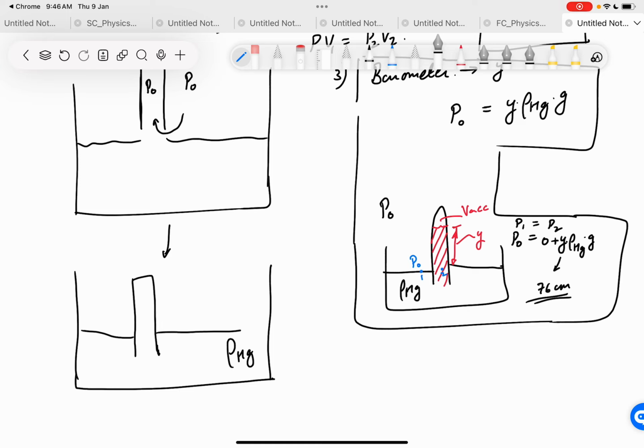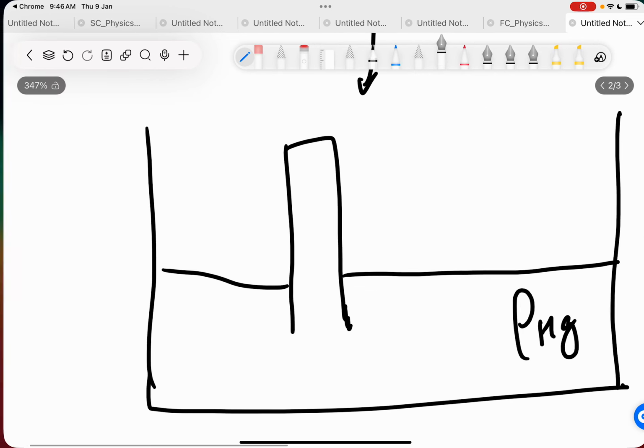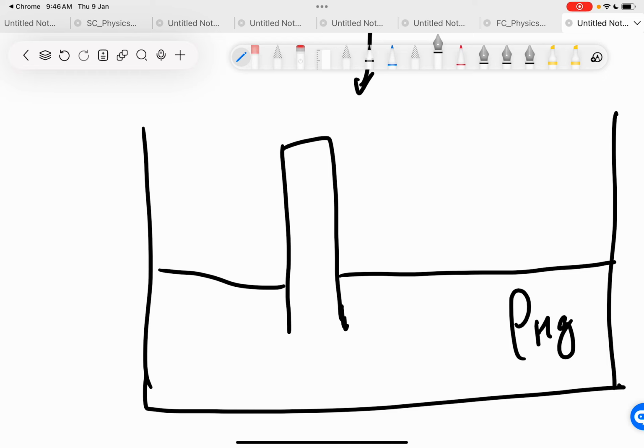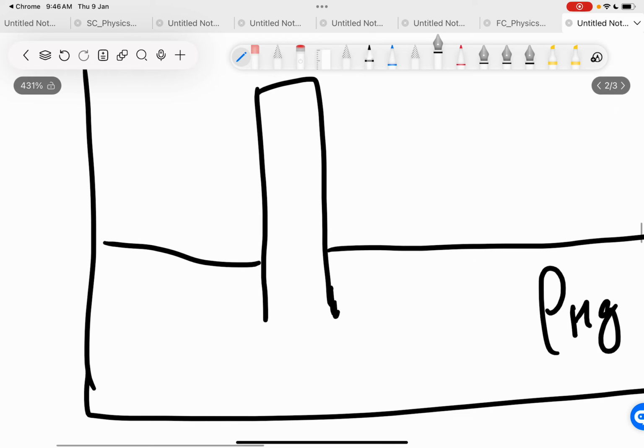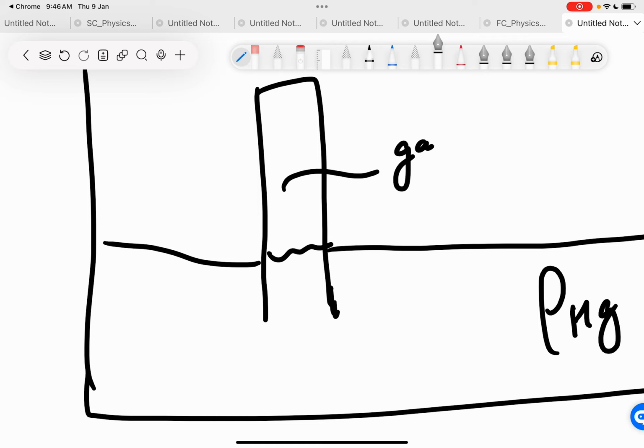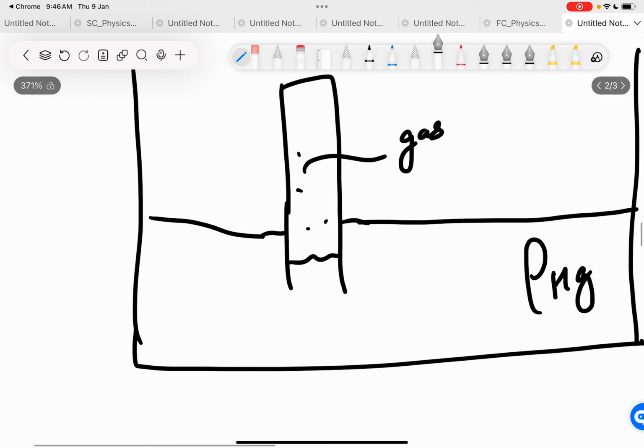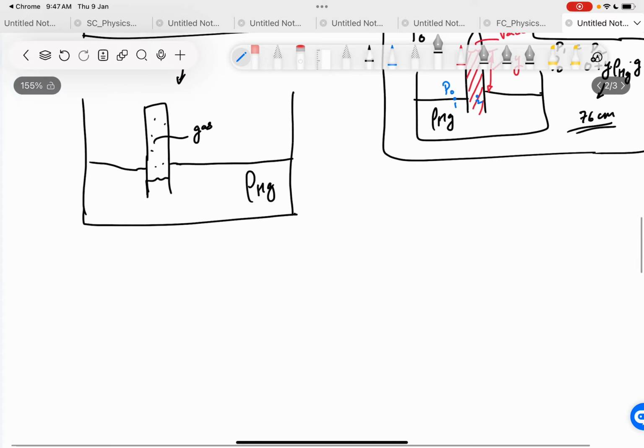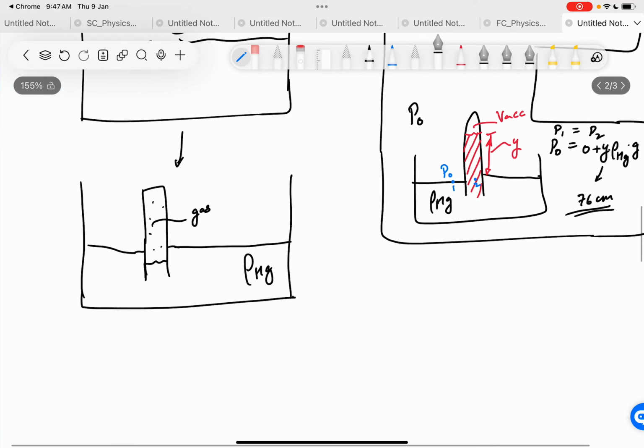So this is the situation. The level of the mercury will not be the same inside, because of the pressure from the gas inside. This level will be slightly below; it won't be at the same level. Over here you would have the gas, and here you have mercury throughout.